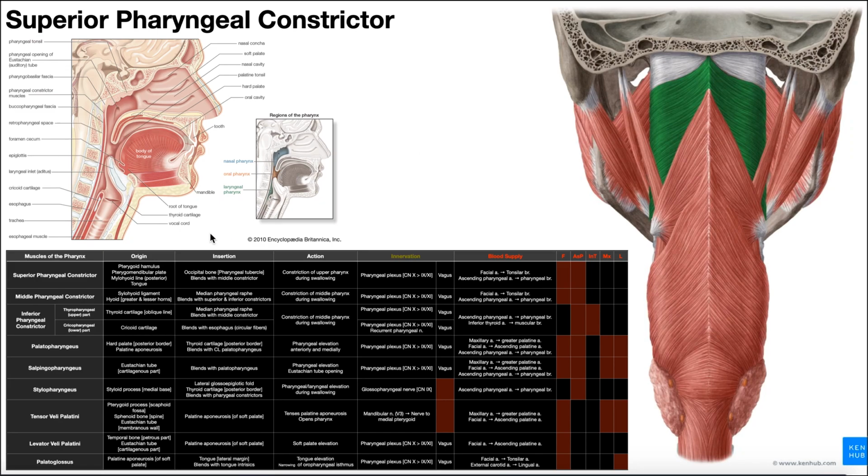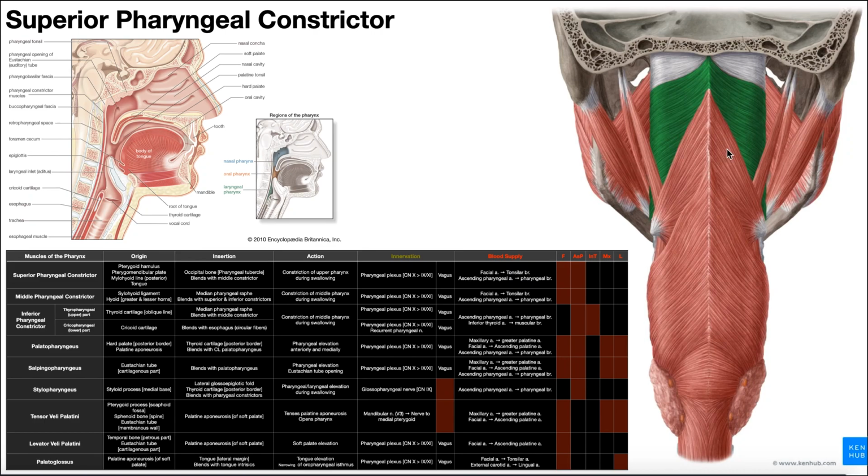We can't actually see them. But we can see the insertions of the superior pharyngeal constrictor. One is on the occipital bone, and specifically it's this downward projection, which is that pharyngeal tubercle. Okay? We can also see that this superior constrictor blends not only with this pharyngobasilar fascia right here, but also with this muscle below, which we'll see in a minute, is the middle pharyngeal constrictor.